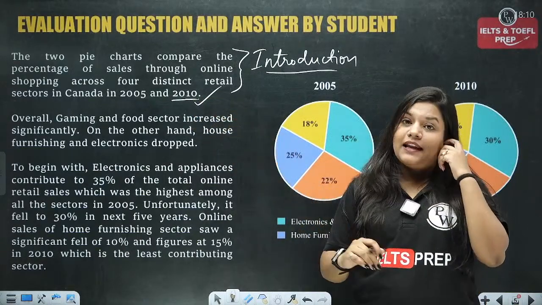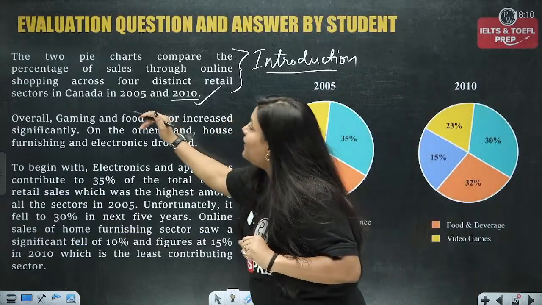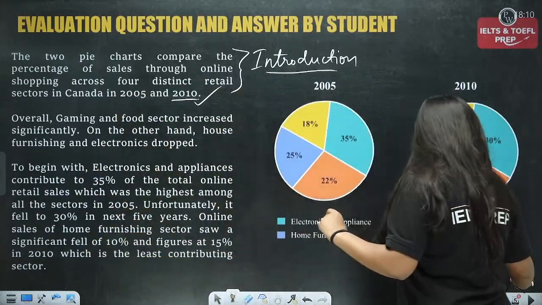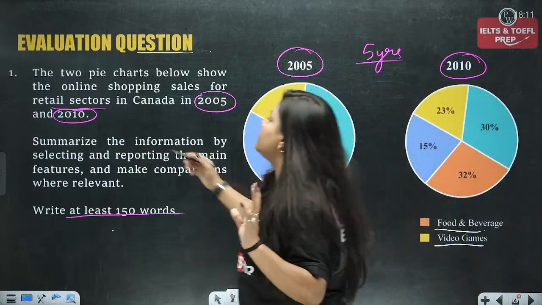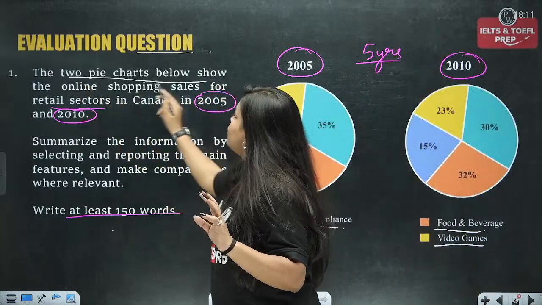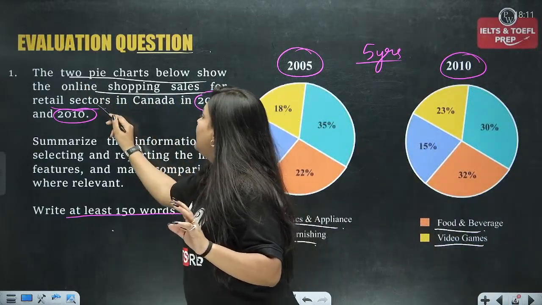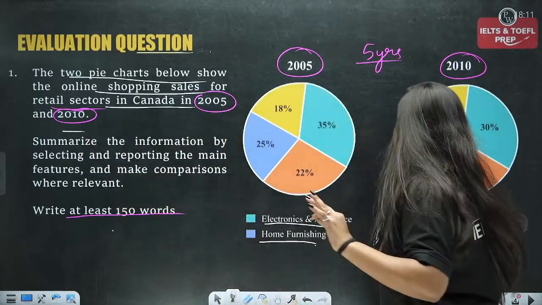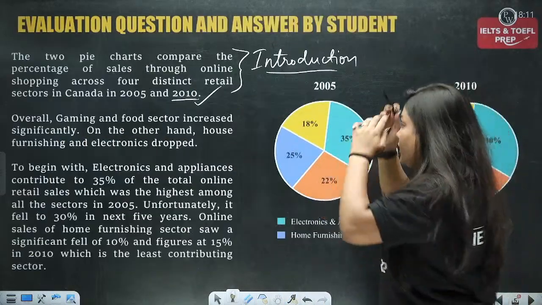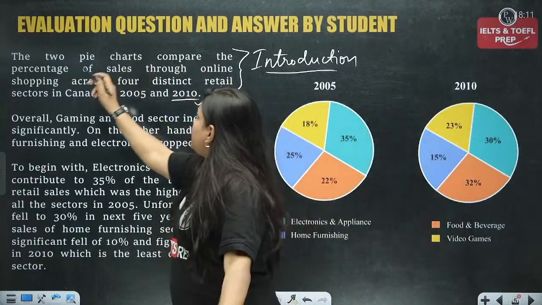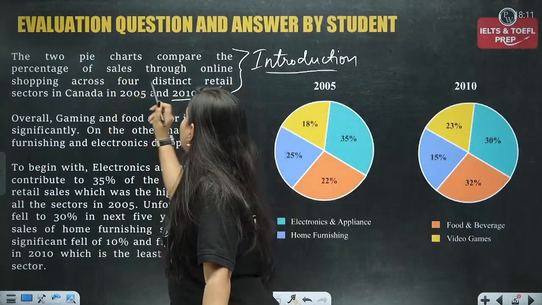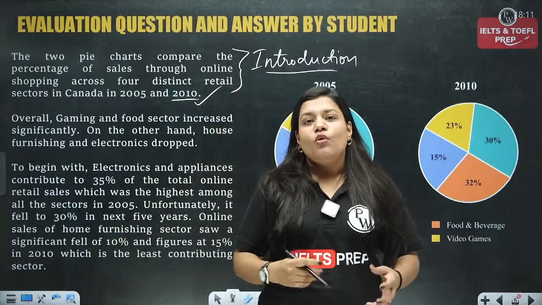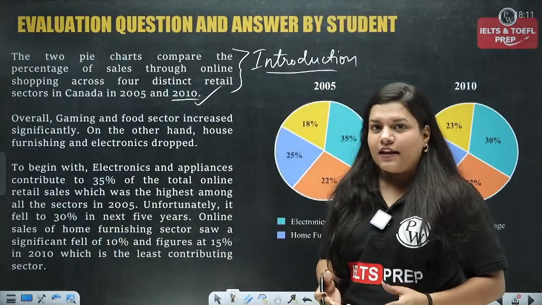Now, what I mean by being precise is, if you have a closer look at the question, again, I'm going to show you the question. The two pie charts below show the online shopping sales for retail sector in Canada in 2005 and 2010. Same it is written. Now, let's see how the student has written. The two pie charts compare the percentage of sales through online shopping across 4 distinct retail sectors in Canada in 2005 and 2010. It more or less looks the same, right?